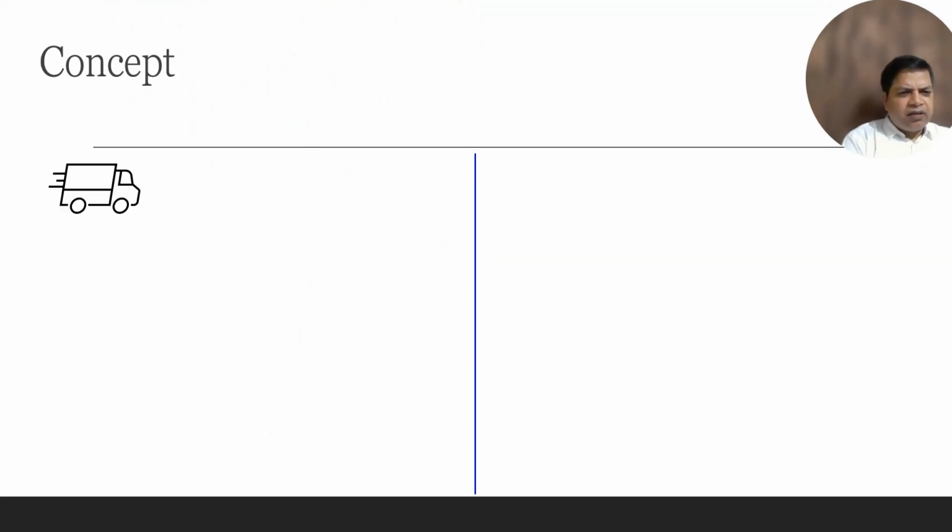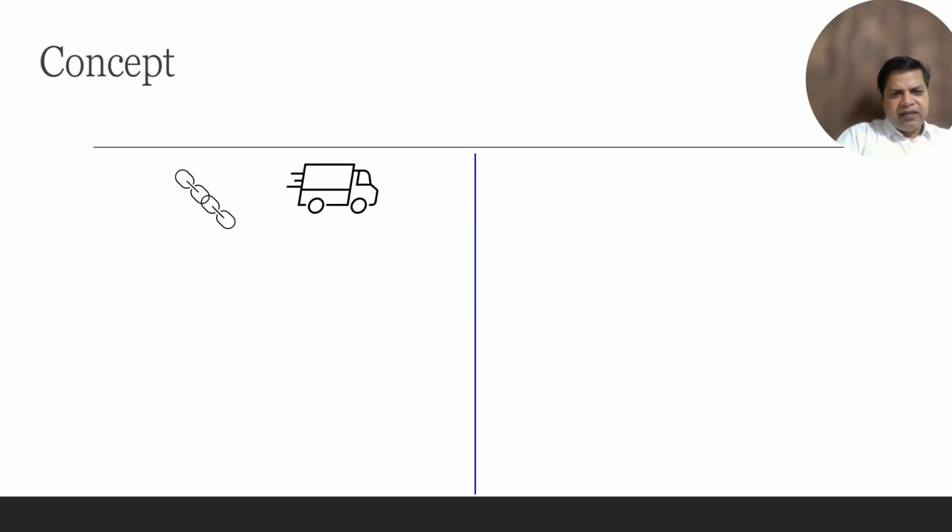So the concept, from the icon itself we can see this is a delivery truck, which is basically supplying goods. We can see this, and the second icon is basically a chain. So how supply chain is derived from these two icons: one is supply, another is chain. So that's becoming supply chain.